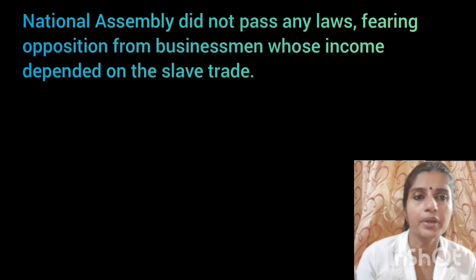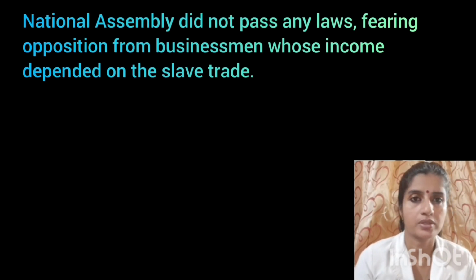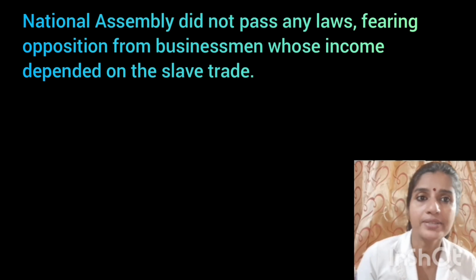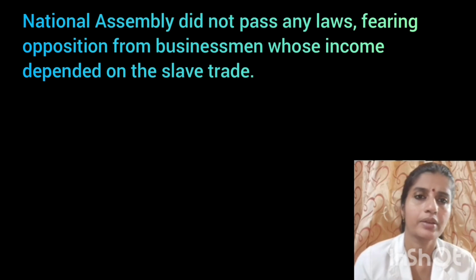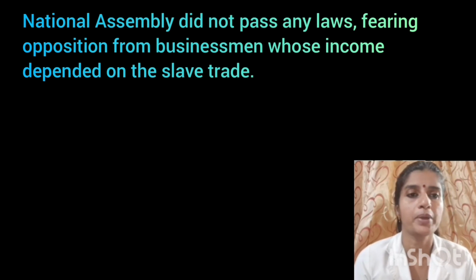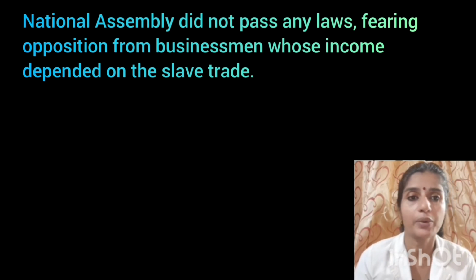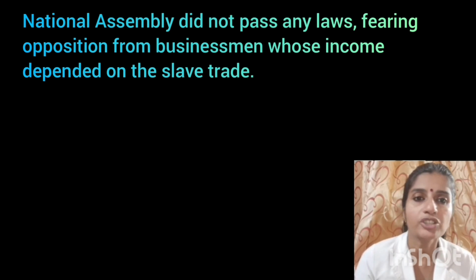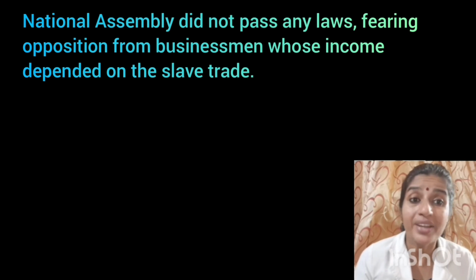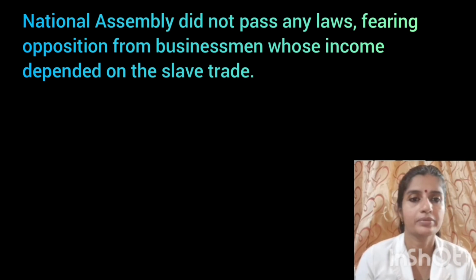Then, how was slavery ended? First, the National Assembly thought to free slaves, but it did not ban slavery. Why? Because most of the people of the National Assembly were rich businessmen. They were making their profit through the slave trade. So, the National Assembly did not dare to stop it.